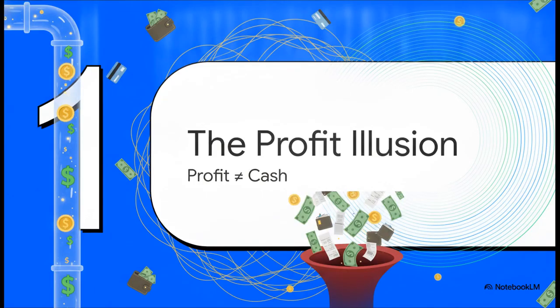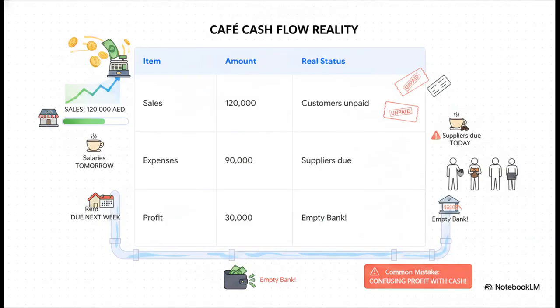All right, part one, the profit illusion. Let's see why profit doesn't always mean cash. To really understand why a profitable business can fail, we've got to step into the shoes of a business owner. It is just so easy to look at a spreadsheet and think everything is going great, but the numbers on paper can sometimes be a beautifully disguised trap.